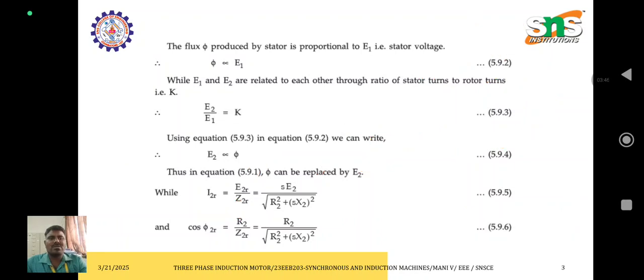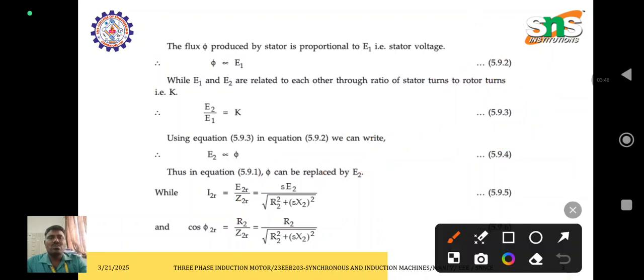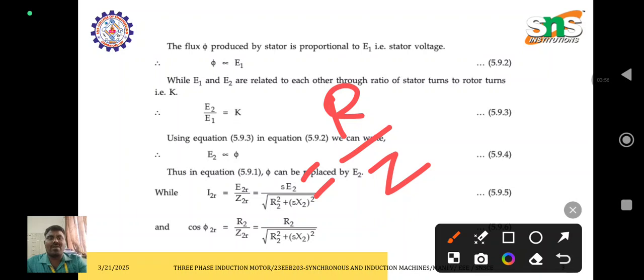Next, the power factor. The power factor is equal to R by Z, the power factor of the rotor. This is the rotor resistance, and this impedance is also on the rotor side. So it is R2 divided by Z2R. The impedance is nothing but the combination of resistance and reactance, therefore root of R2 square plus S X2 whole square.